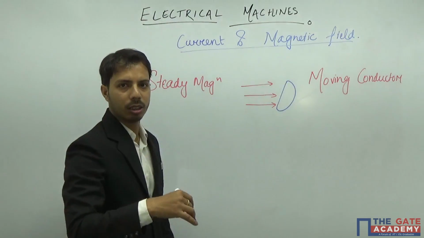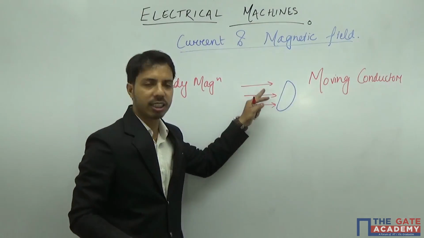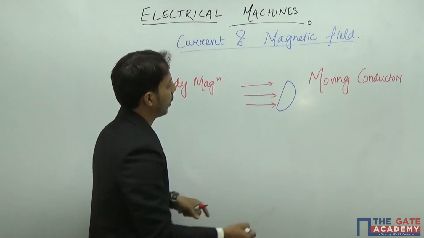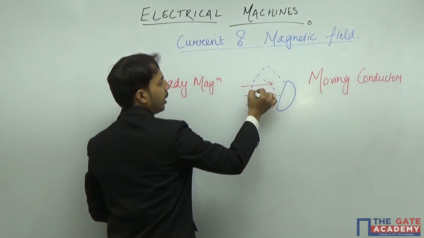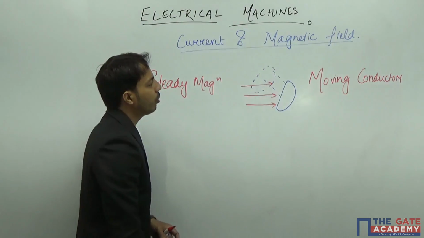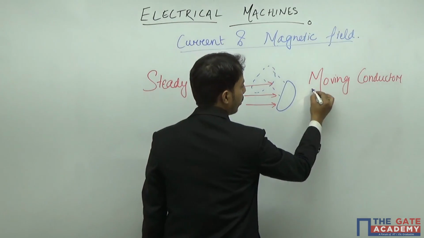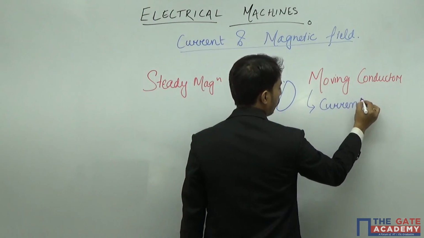It is a closed loop conductor, and it is moving in this particular field in this direction. After some time, it is cutting this flux. So what will happen is current will be produced here.